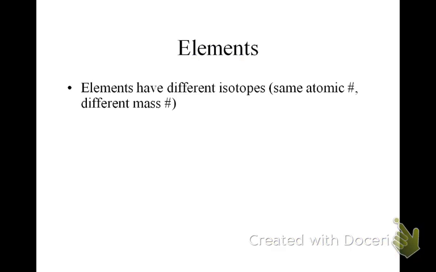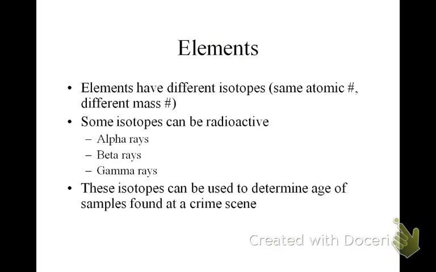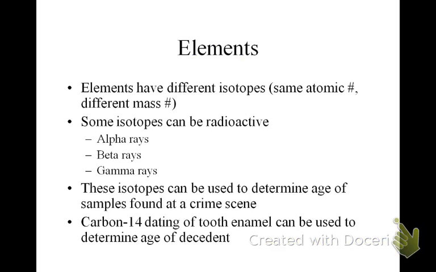Elements have different isotopes. We're not going to really get into too much detail with this. Some isotopes can be radioactive. And these isotopes can be used to determine the age of samples at a crime scene. For instance, carbon-14 dating of tooth enamel can be used to determine the age of a person who has died, a decedent.